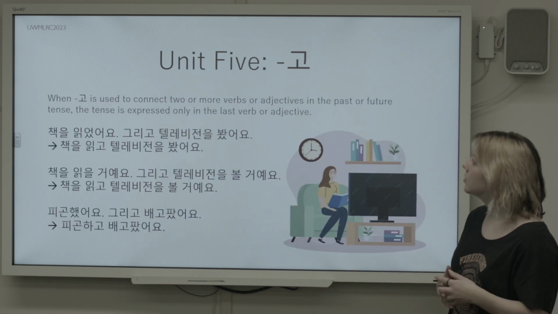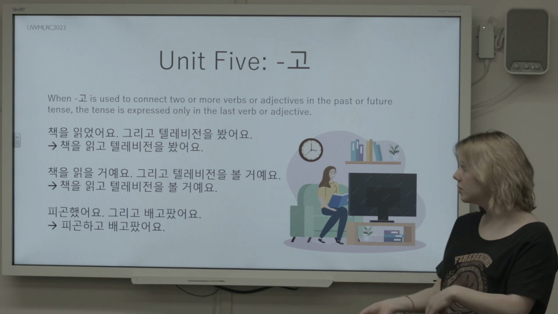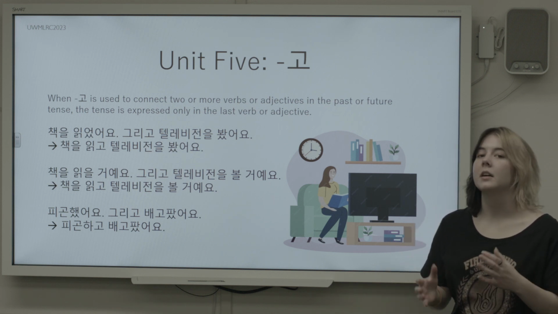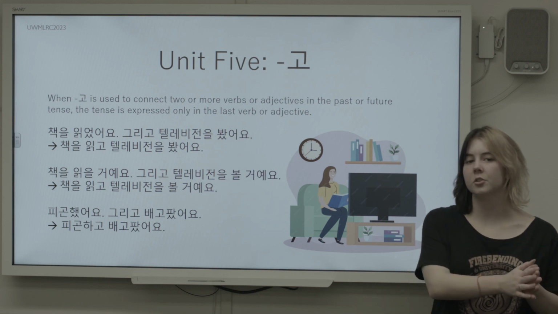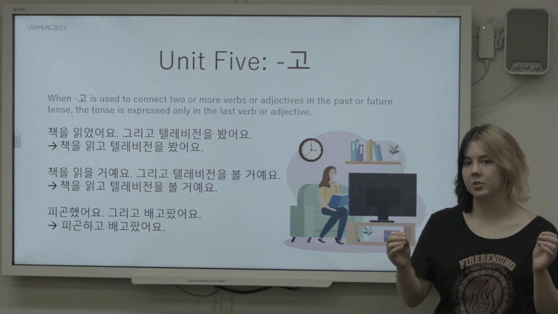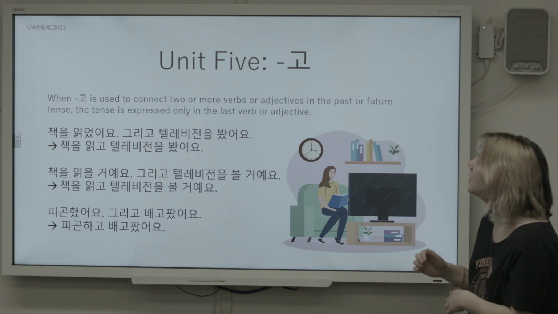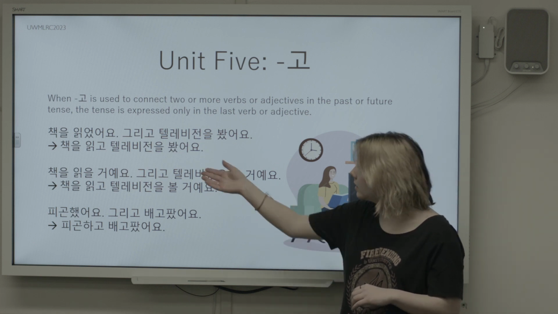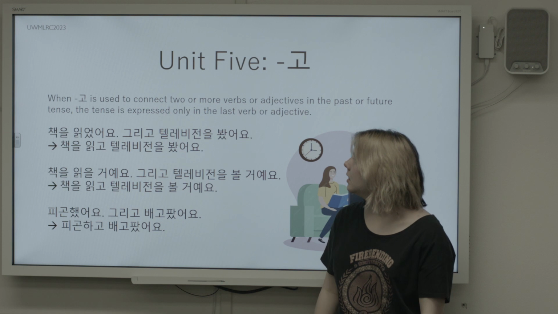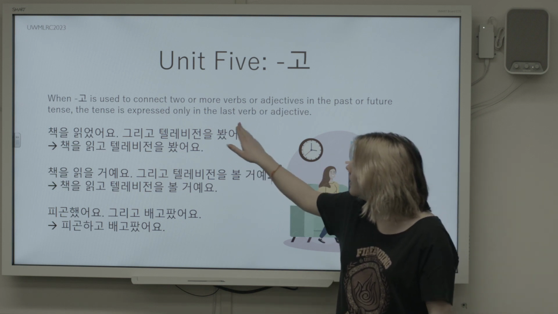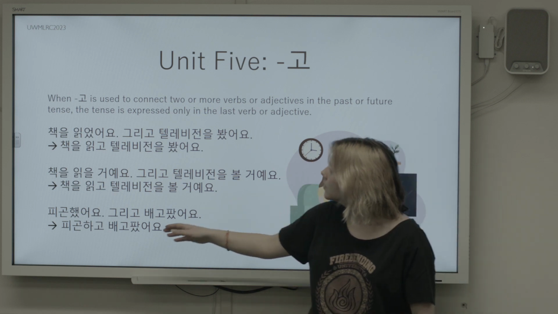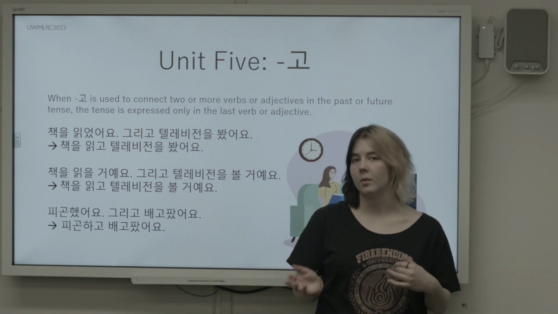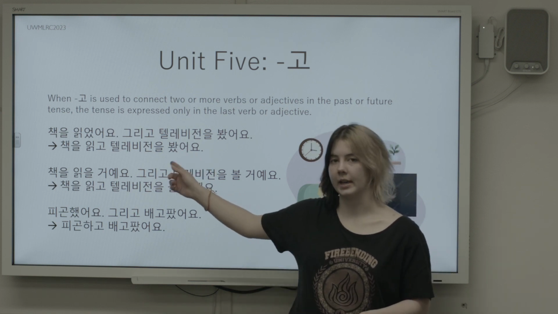When -고 is used to connect two or more verbs and adjectives in the past or future tense, the tense is only expressed in the last adjective or the last verb. That means that the verb or adjective you're connecting it to does not get conjugated. You will only conjugate the verb at the end of the sentence. So, if you want to say 책을 읽었어요, I read a book, 그리고 and 텔레비전을 봤어요, and I watched television. You will only conjugate this verb here. And you'll say 책을 읽고 텔레비전을 봤어요. I read a book and I watched television. Tense is only expressed through that last verb.